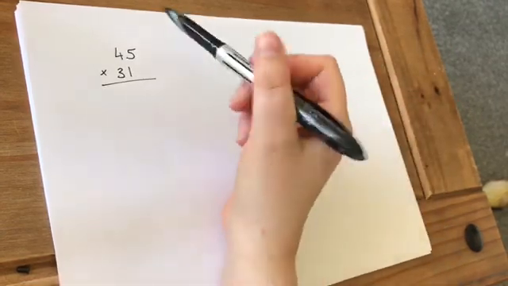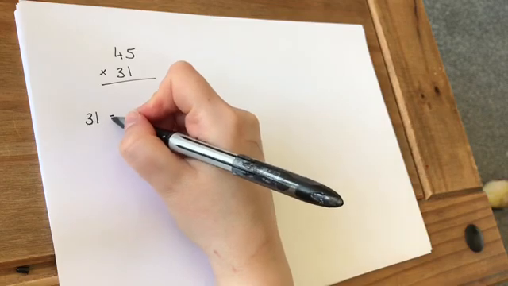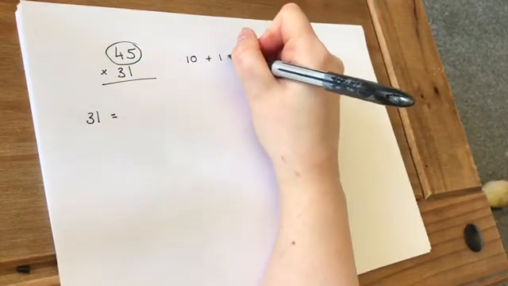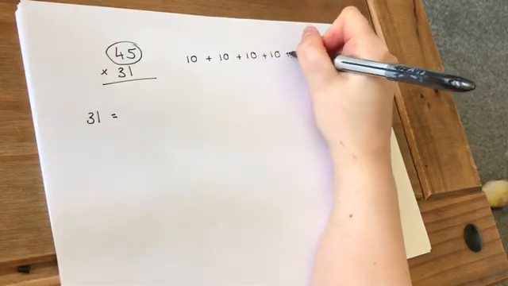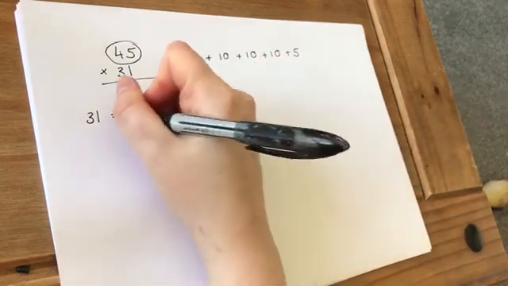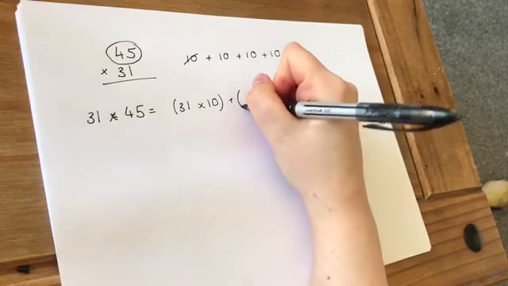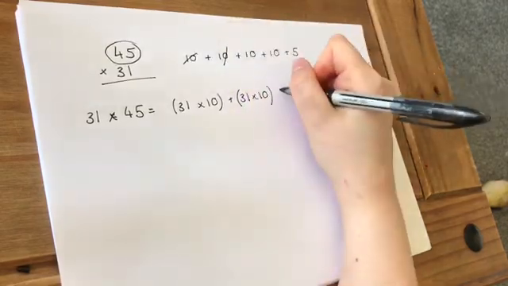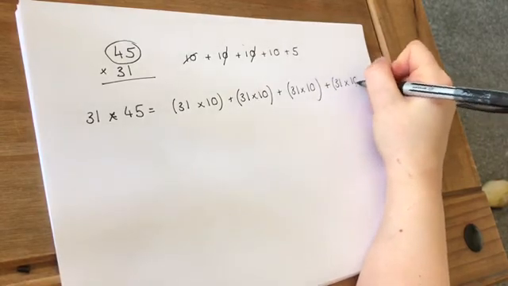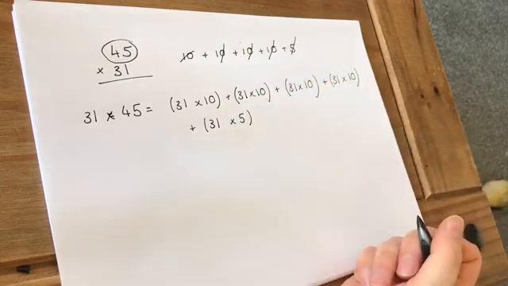Okay, so we've been using the partition method, which means we take one of the numbers, so let's take 31 as our smaller number, and we are going to partition our other number. So we've got 45. That is 10 plus 10 plus 10 plus 10 plus 5 makes up 45. So what we're going to do, 31 times 45. We are going to do 31 times 10 plus 31 times 10 plus 31 times 10 plus 31 times 10 plus 31 times 5.